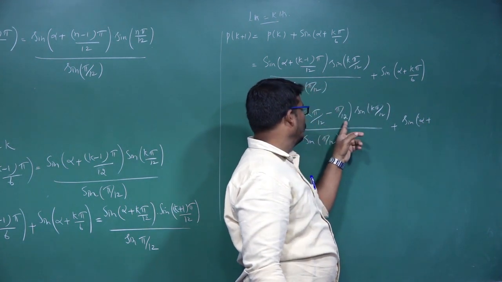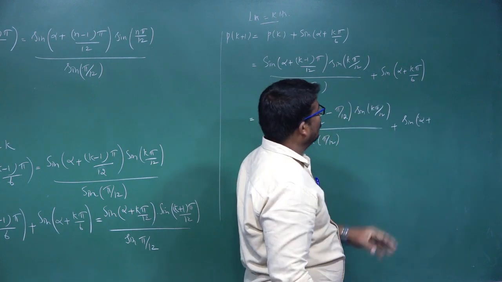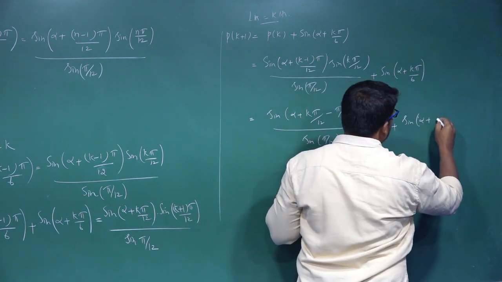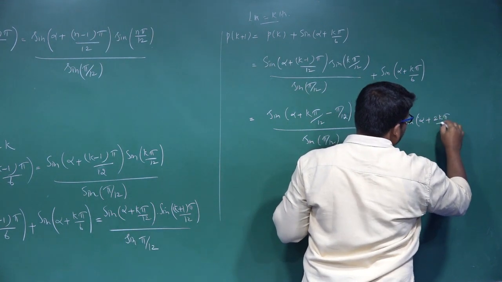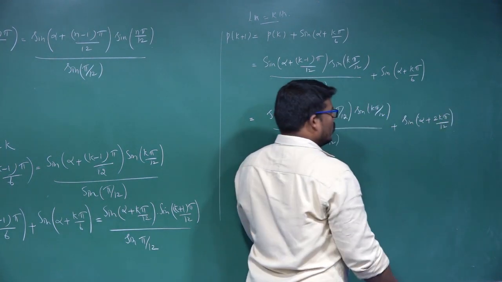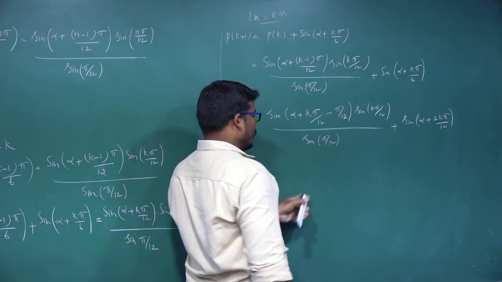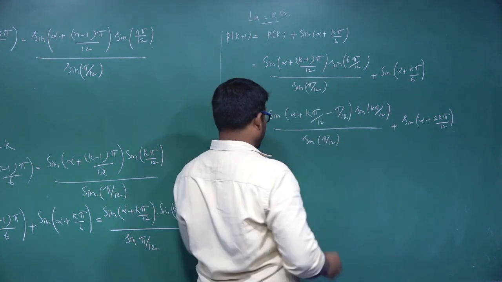Take the LCM, which is 12. Now multiply by 2 and divide by 2, giving 2 k pi by 12. Next, writing here, take the LCM and cross multiply.